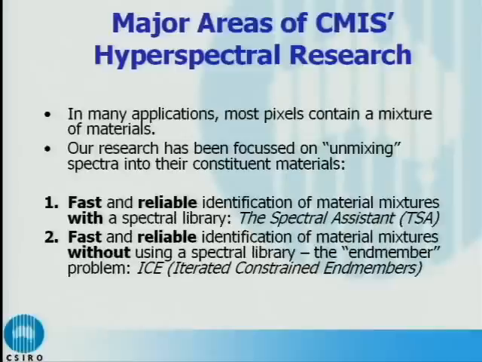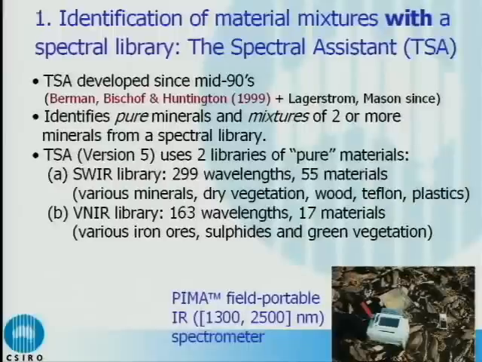So our research has been focused on what's called unmixing spectra into their constituent materials. The older work, first developed in the 90s but still going on, is fast and reliable identification of material mixtures with a spectral library, and that's called the Spectral Assistant. More recent work is fast and reliable identification of material mixtures without a spectral library. In the hyperspectral literature, that's called the Endmember problem. This algorithm was originally called Iterated Constrained Endmembers, and the guy who actually programmed it said, well, this is too much, I'll just take the initials and call it ICE. What is the spectral library? I'll come to that.